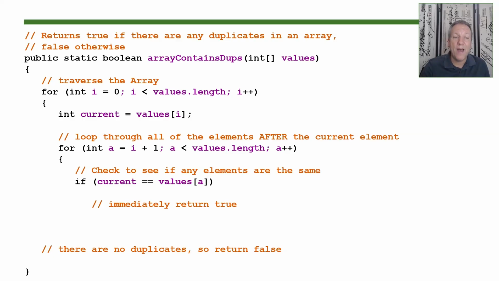Now, if we ever find a match, what does that mean? We should immediately return true because it only takes one pair of duplicate values to indicate that there are duplicates in this array. Then, after the loops have completed, we're going to return false because if we're still there, that means we never found any duplicate values. And that's our algorithm for determining whether or not there are any duplicates in an array. How'd you do?